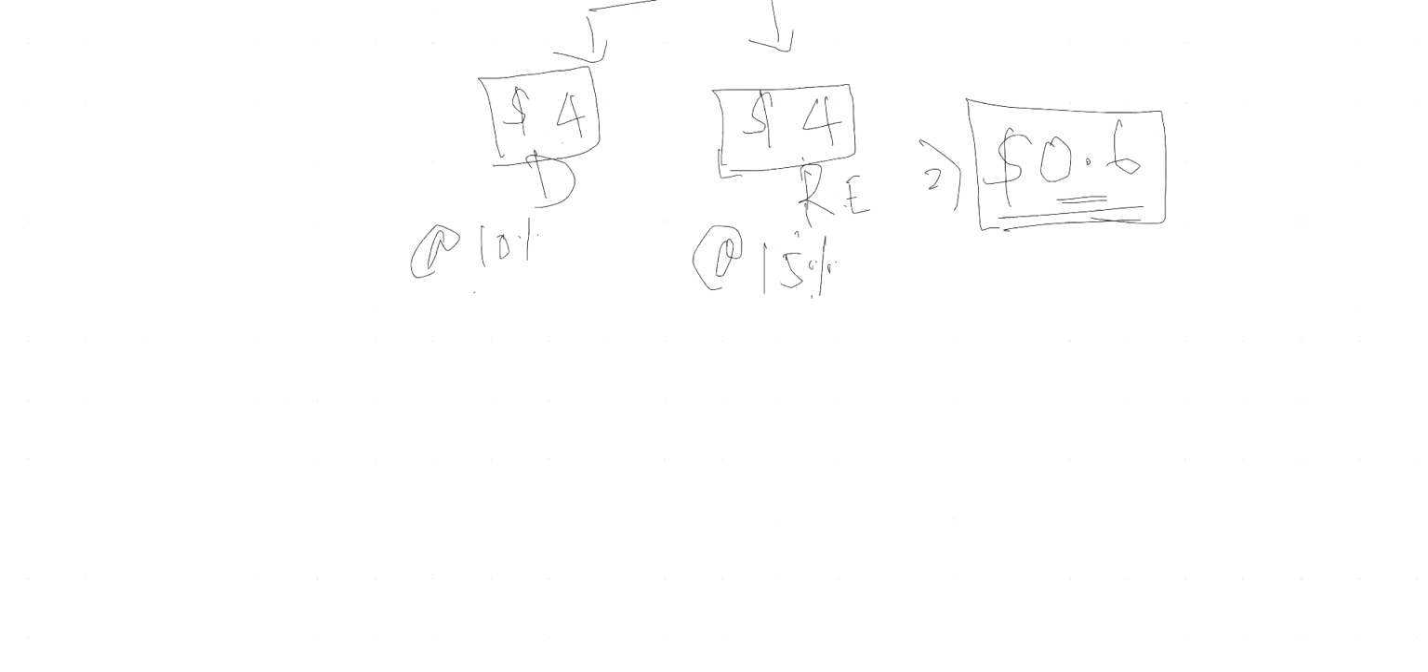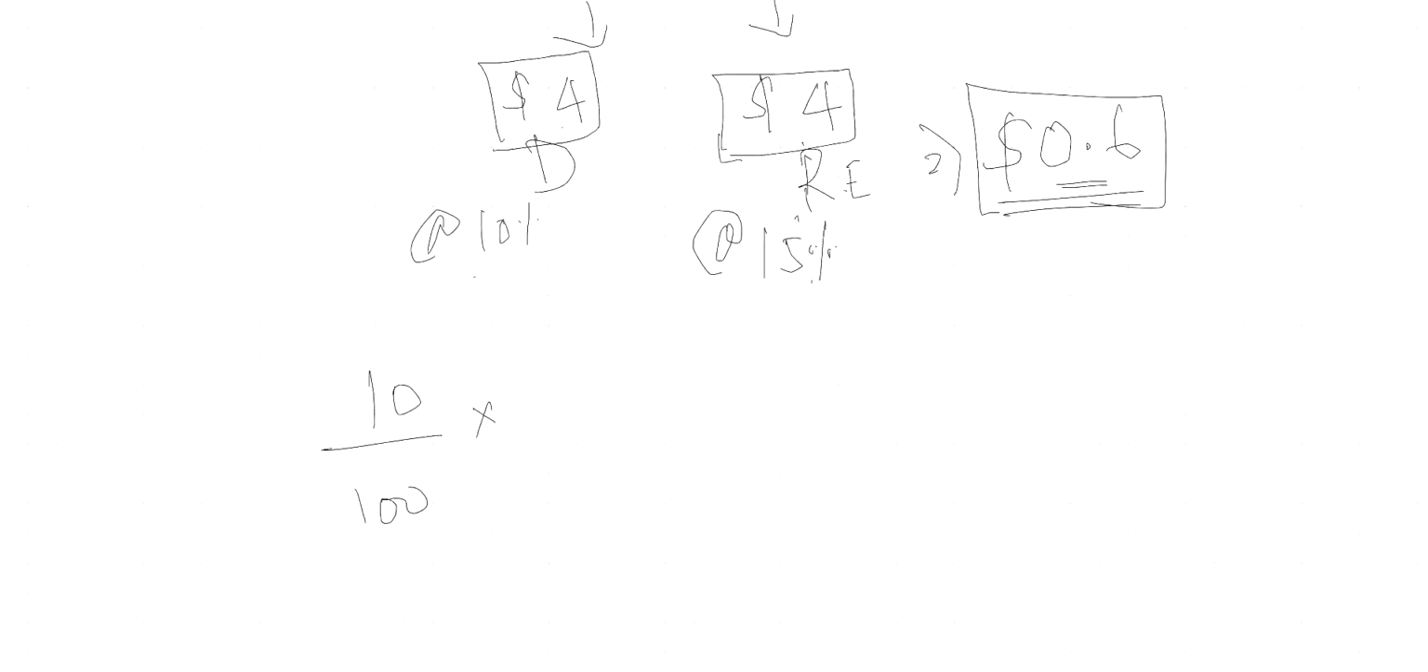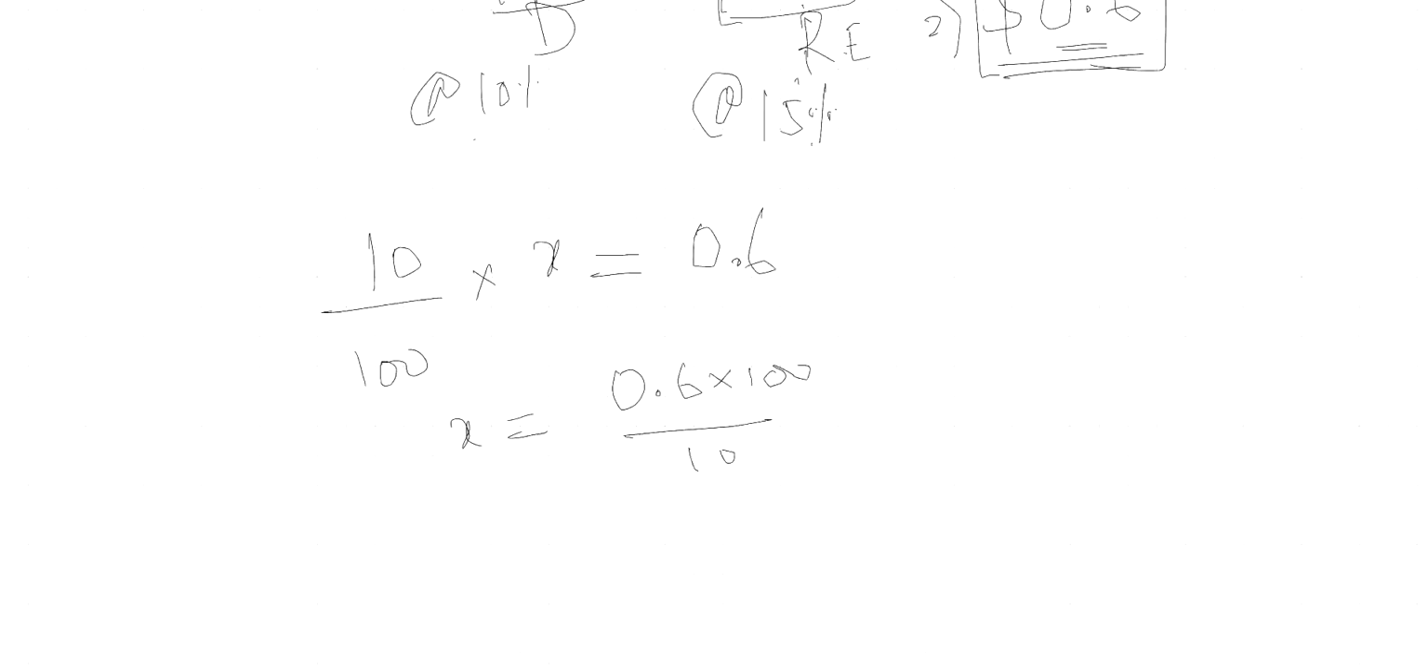So I'm writing 10 by 100 multiplied by the amount the shareholders need to invest, right? I don't know what that amount is, so I am taking it as X, and that should be equal to 0.6. So what will be the value of X? It is 0.6 into 100 divided by 10. So I will get X equal to 6, which means that the shareholders can earn an income of $0.6 at 10% only if they make an investment of $6.